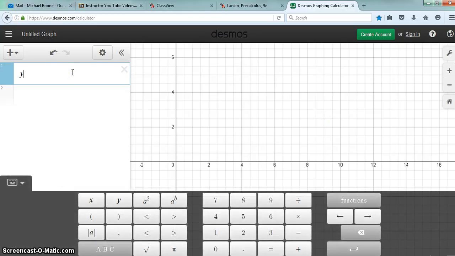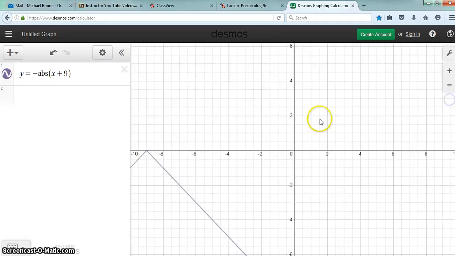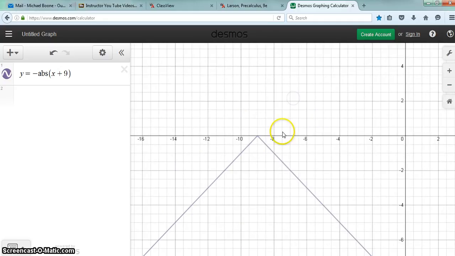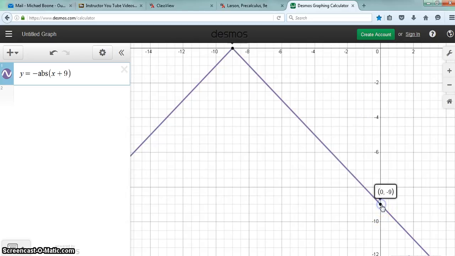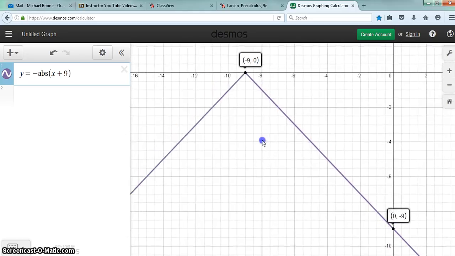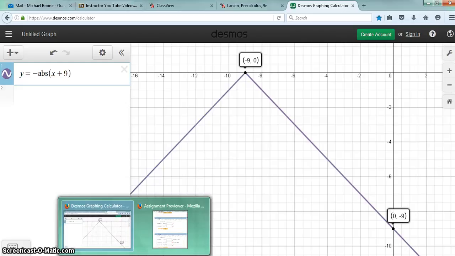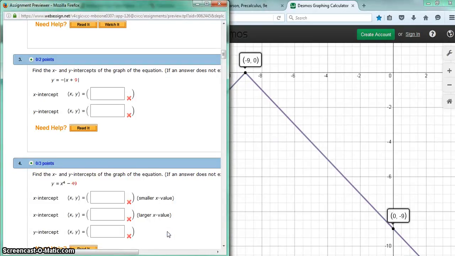And so it was y equals negative absolute value of x plus 9. And if we look at this one, it's hanging out back here, right? So we see that it does have an x-intercept, and this one does cross the y-axis once. And so we have our points. I believe that's all they're really asking on this question.